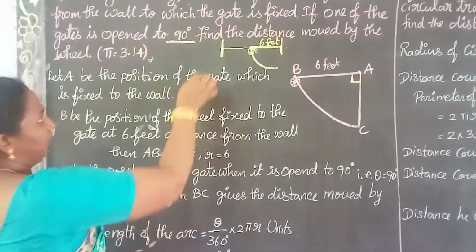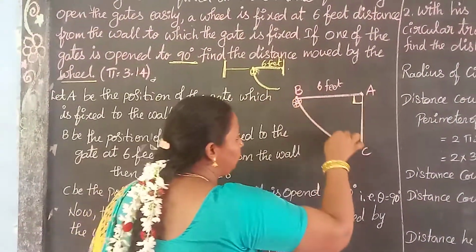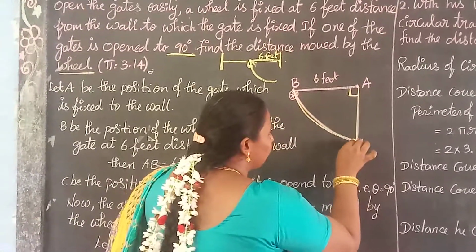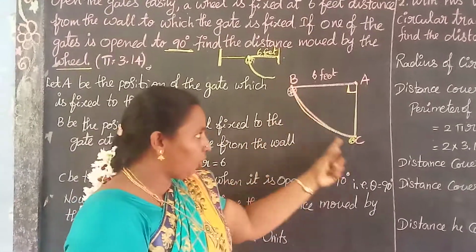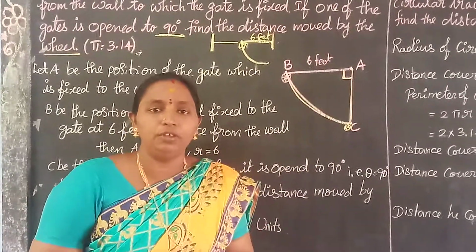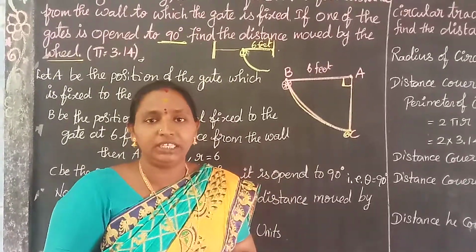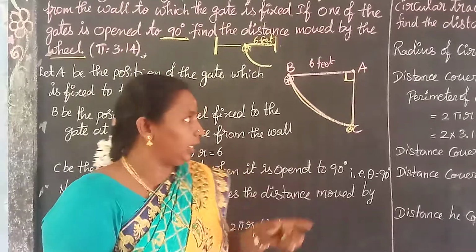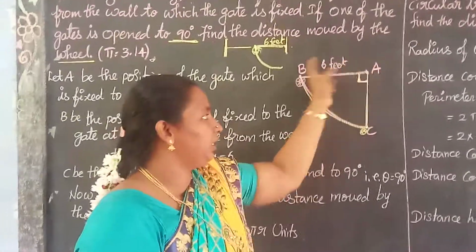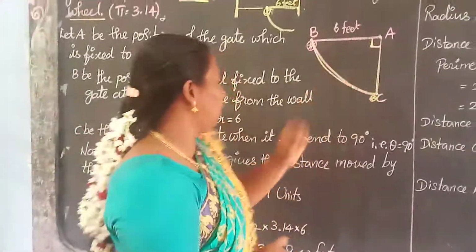So what do they ask us to find now? Find the distance moved by the wheel. This wheel has traveled from here to here. This is the distance they asked. Now the wheel is placed here. So they ask for the length of the arc, that is, the BC length. You have to find this BC length. Already we know the formula, length of arc. What is the formula? If you know the central angle theta, it is theta by 360 into 2 pi r units. Here theta is 90 degrees. The radius AB is nothing but the radius of this quadrant of a circle, so 6 feet is the radius of this circular quadrant.